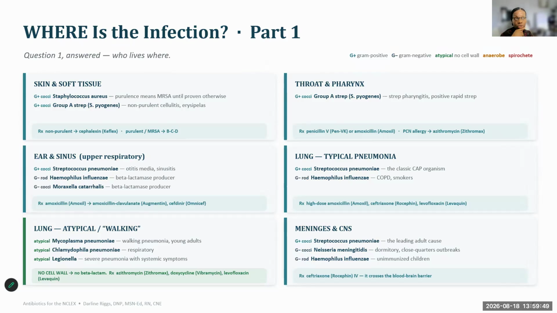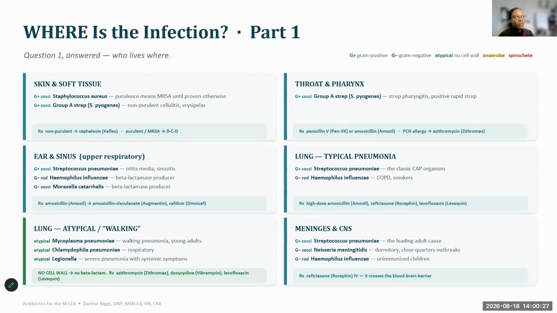Is it in the soft tissue, the skin? If it is, those are usually your gram-positive cocci like Staphylococcus aureus. And don't forget, when we're dealing with staph, is it purulent or non-purulent? If it's purulent, then it's MRSA until proven otherwise. Just the way that is. Is it group A strep? Non-purulent, then that's your strep, versus your staph. So don't mix those two. Non-purulent is most likely group A strep. Purulent is most likely Staphylococcus aureus.